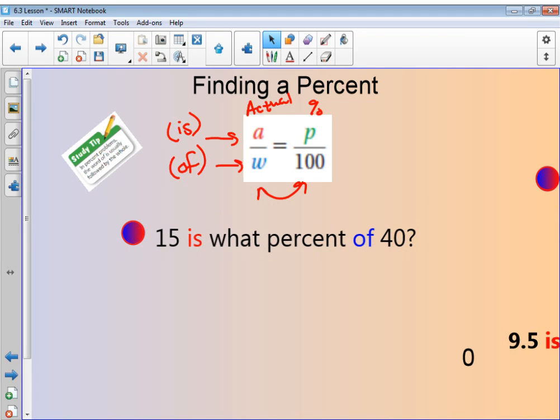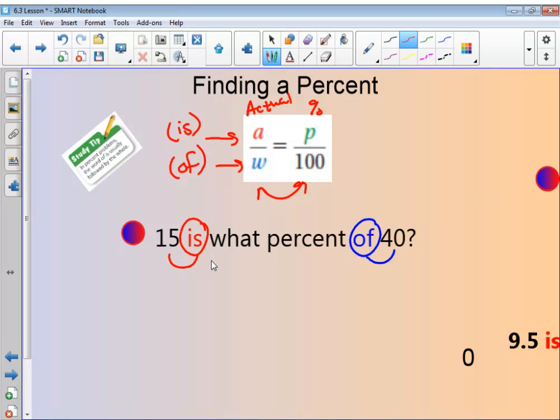Okay, so let's pull another piece out here. So here we have 15 is what percent? So here's my word is, and my word of, and they don't know the percent. So I have is my 15 over of, which is my 40, and then equals what percent? I don't know, and it's always over 100.